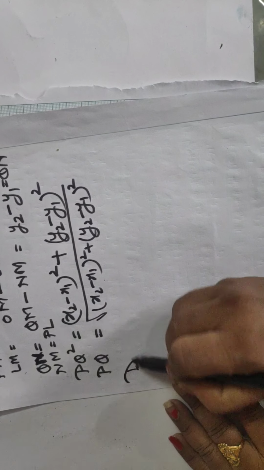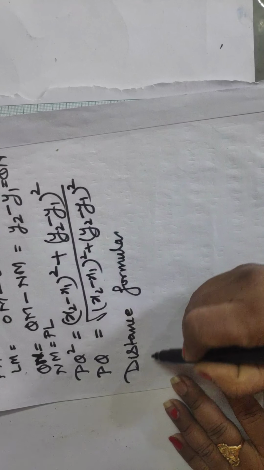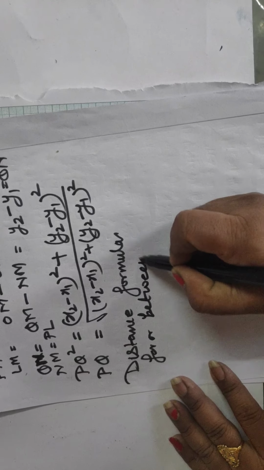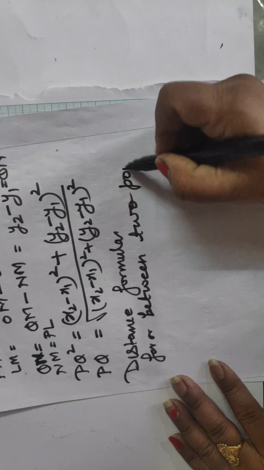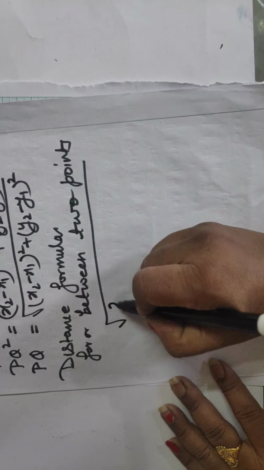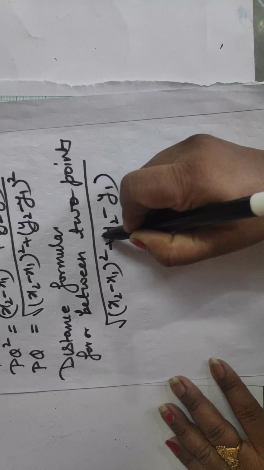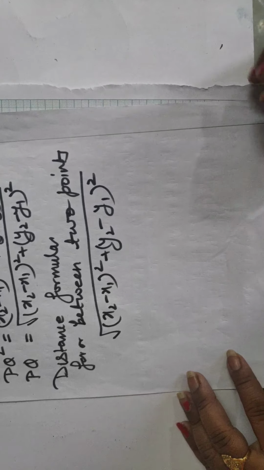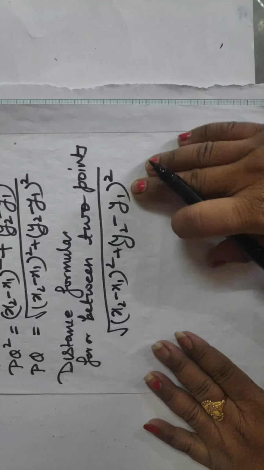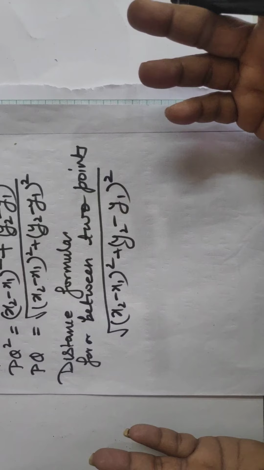So we can say that the distance formula between two points is equal to the under root of x2 minus x1 whole square plus y2 minus y1 whole square. This we will use in the first exercise, the application of this formula, to find out the distance between the two given points.